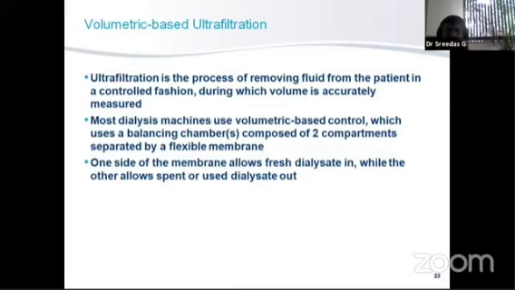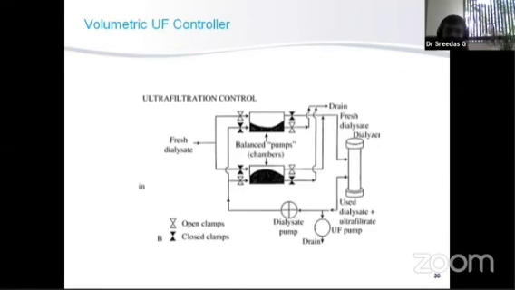So most dialysis machines have volumetric-based control, which uses balancing chambers. There are 2 balancing chambers that are separated by a flexible membrane, and these balancing chambers will continuously deliver fresh dialysate to the dialyzer on one side, and the spent dialysate with the extra ultrafiltrate is flushed out through the other side into the drain. So we'll see how it happens. I'll try to explain it.